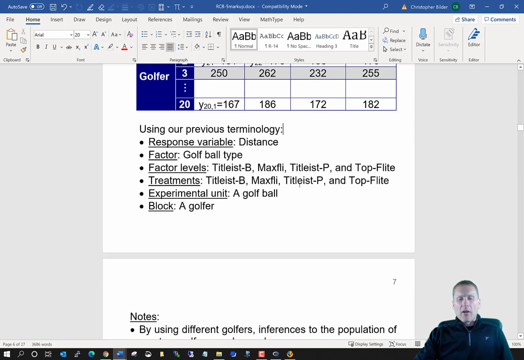So let's look at our previous terminology. Our response variable is going to be the distance. We're going to measure the distance that the golf balls travel in the air. Our factor of interest is golf ball type, one of the four. Factor levels are the four different golf ball types, as are the treatments. Our experimental unit is going to be a golf ball, and the blocking variable is golfer.